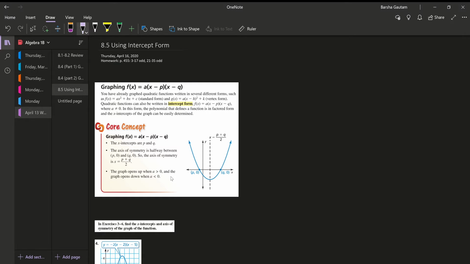And the graph opens up when a is greater than 0, and the graph opens down when a is less than 0. So that'll help you figure out your domain and range.